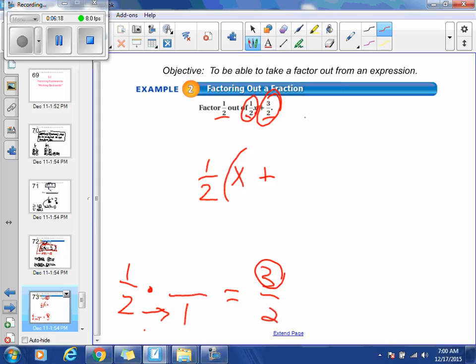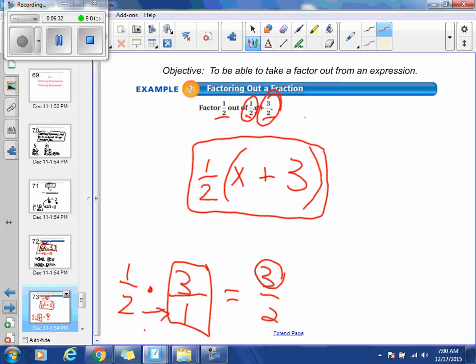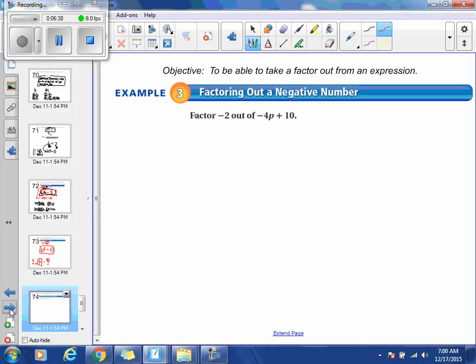We just multiply our numerators. 1 times what is 3? 1 times 3. All right, so 1/2 times 3 over 1, or just 3, is 3/2. So our missing number is this right here. And then it's done. All right, we factored out the 1/2. We worked backwards to the state that it was in before someone distributed that 1/2.